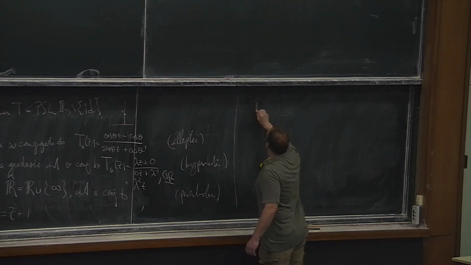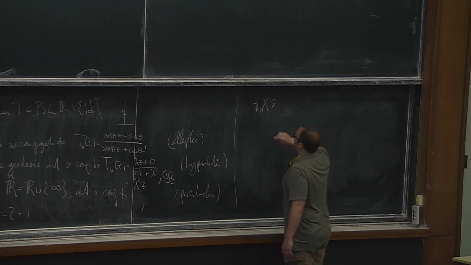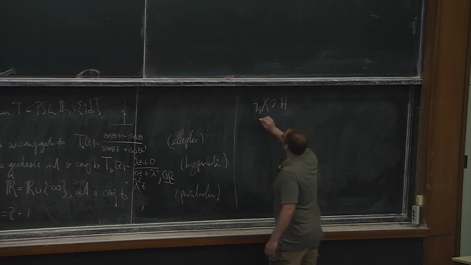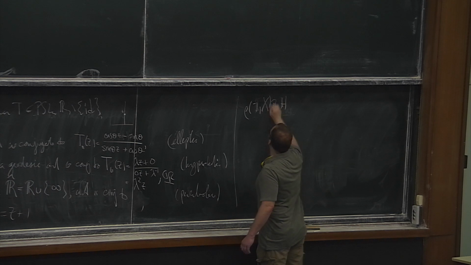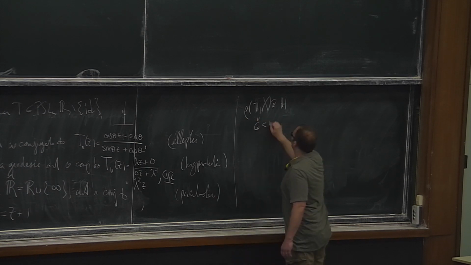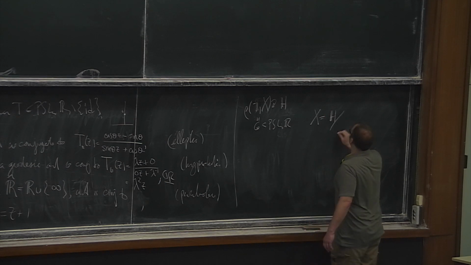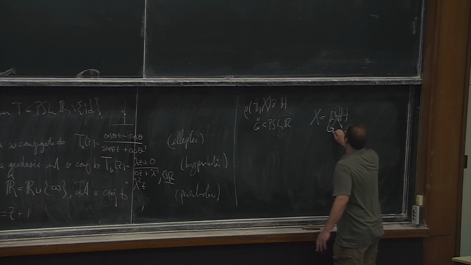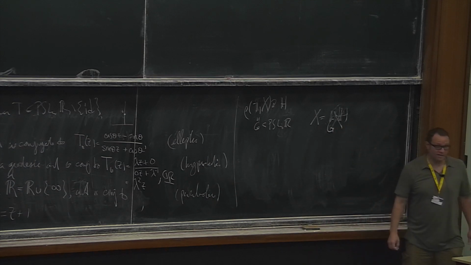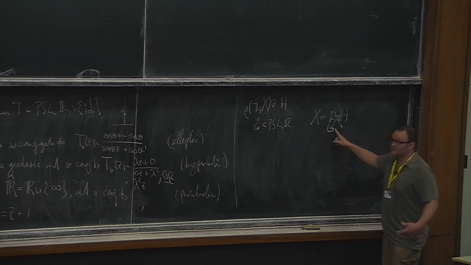Let's go back to our action of pi_1 of X on H. So that was G, rho of pi_1 of X, that's G, a subgroup of PSL_2(R). And X, remember, was H mod the group G acting. So this is acting by isometries.